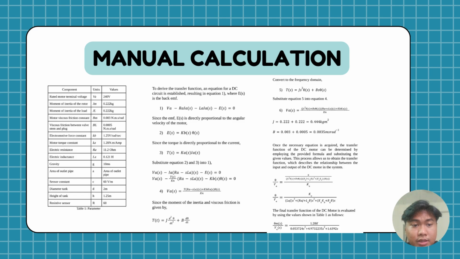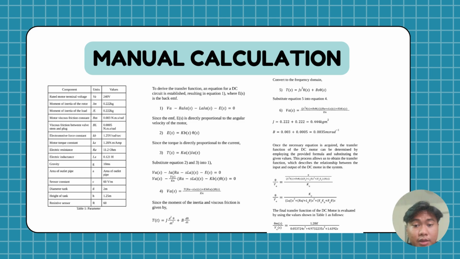The value for J is the sum of JM and JL. We got 0.444 kilogram meter square. As for B, it is BM plus BL, which equals 0.0035 newton meter second per radian.